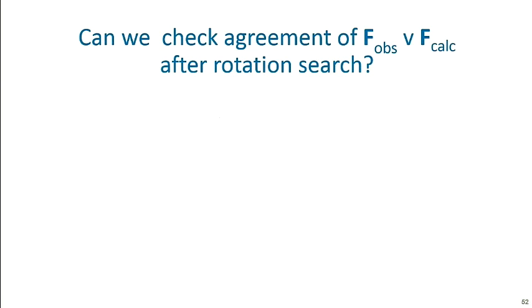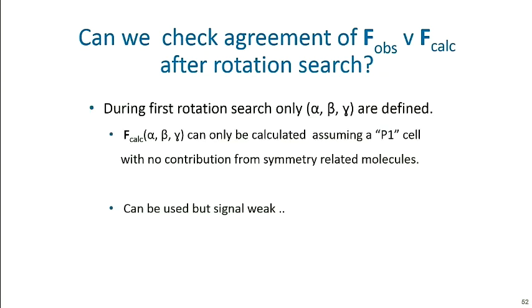Can we check the agreement of the F-observed just after the rotation? In other words, we're just saying we've solved this structure in P1 and we've only got one of the N symmetry molecules. Well, of course we can, but we won't get such a good score as if we generated all the symmetry equivalents. So the tests that we do for correctness improve the more of the crystal contents you have described.